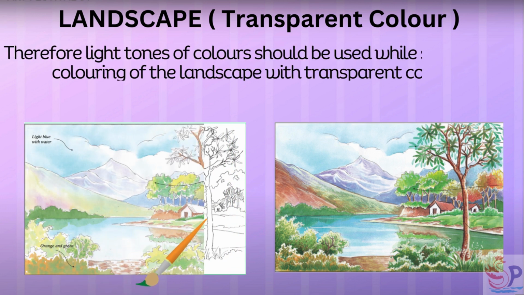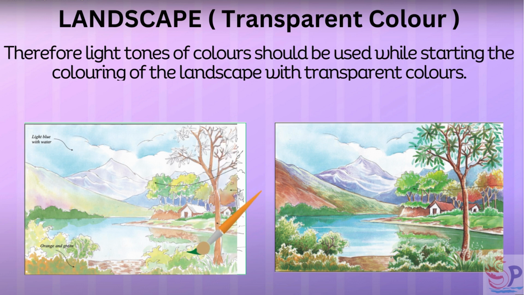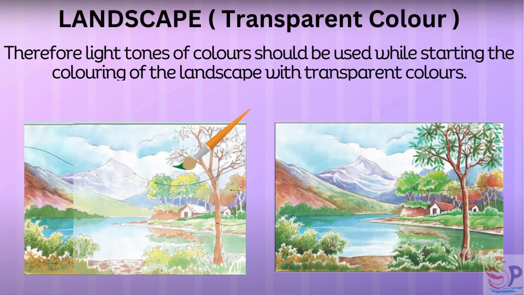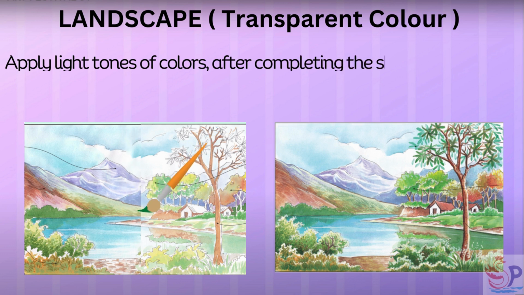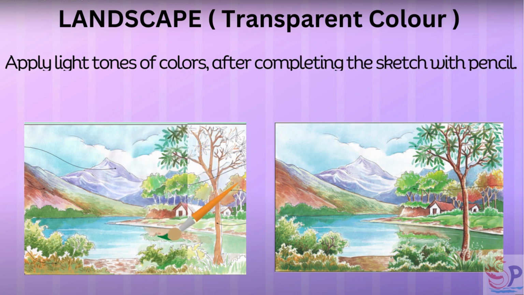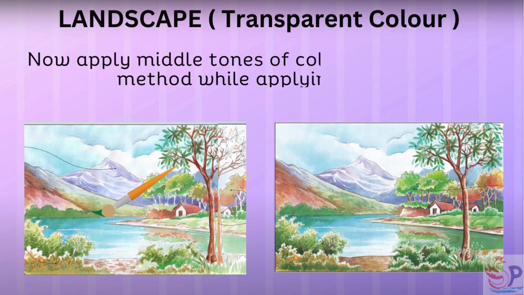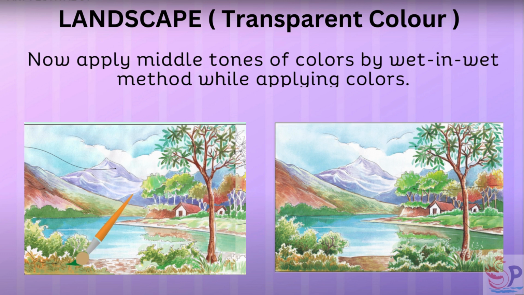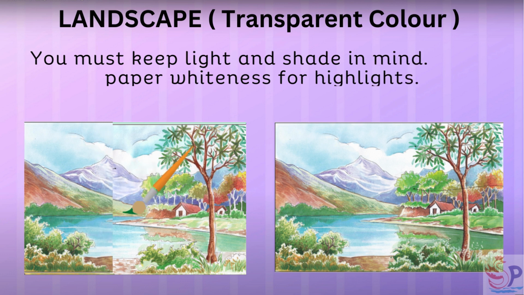Therefore, light tones of colors should be used while starting the coloring of the landscape with transparent colors. Apply light tones of colors, after completing the sketch with pencil. Now apply middle tones of colors by wet in wet method while applying colors. You must keep light and shade in mind.